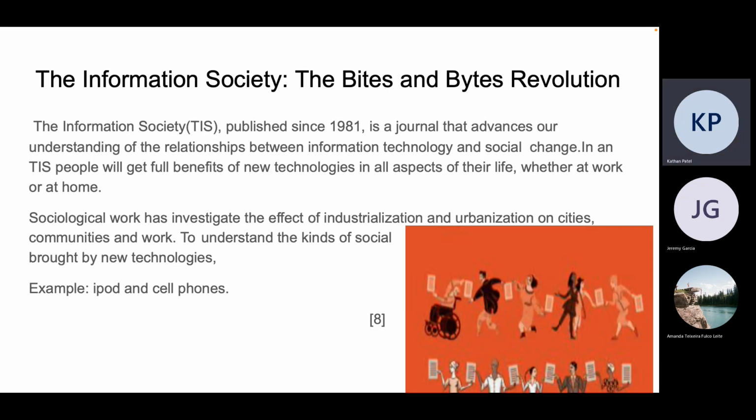The next point is the information society, the bytes and bits revolution. The Information Society, published since 1981, is a journal that advances our understanding of the relationship between information technology and social change. In the information society, people will get the full benefits of new technologies, whether they are at work or at home. Sociological work has investigated the effects of industrialization and urbanization on cities, communities, and work. To understand the kind of work brought by the new technologies, we have two examples, iPod and cell phone.